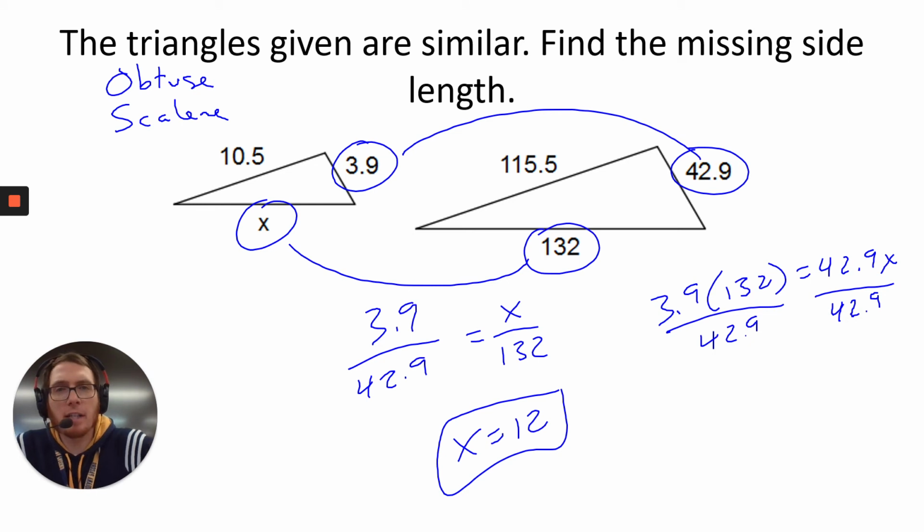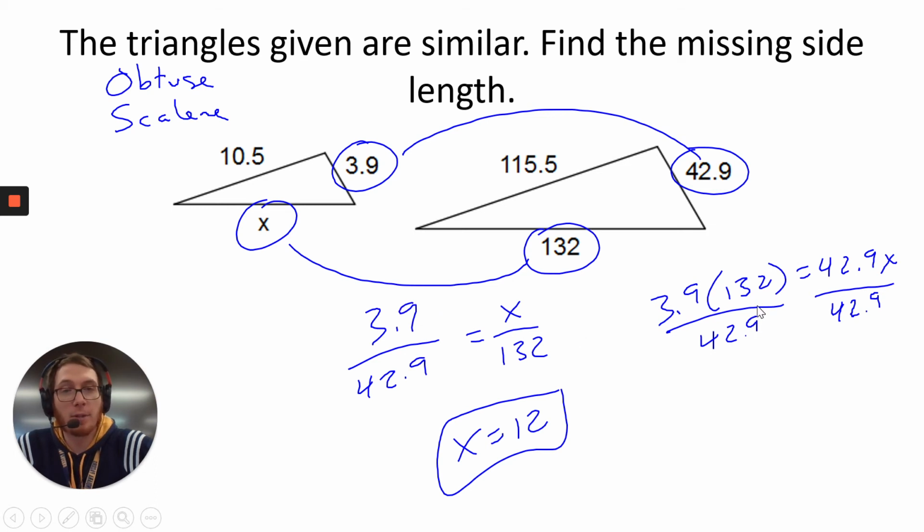The next question has a lot more numbers involved, but you just had to pick one and match them up. Since we already know they're similar, you could have used 10.5 and 115.5. I chose to use 3.9 and 42.9 because they're just smaller numbers. That was just my choice. And then I have to use x and 132 because they go together. So I've got 3.9 over 42.9, and then x over 132.